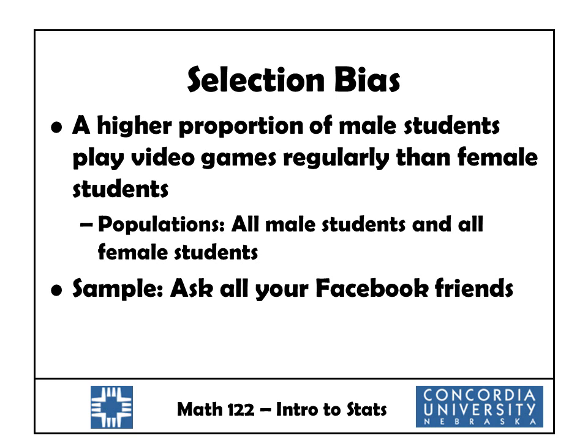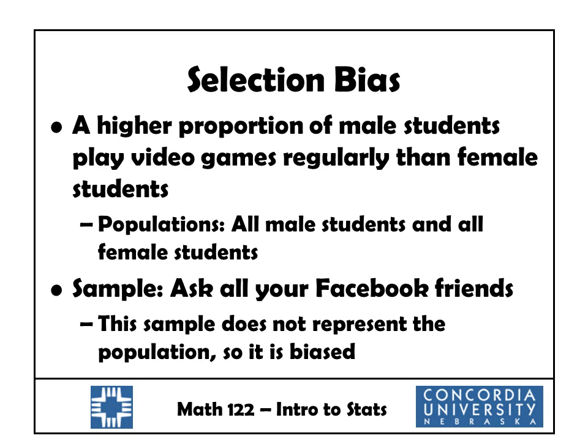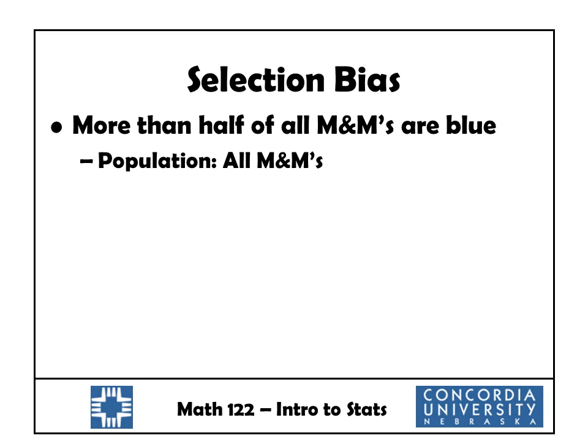It's a very convenient way to get a sample. So we call it a convenient sample. But as we pointed out in Chapter 1, convenient samples are not very good. So again, this sample does not represent the population, so it is biased. Let's do one last example. Another claim that we saw before, more than half of all M&Ms are blue, and our population is all M&Ms.